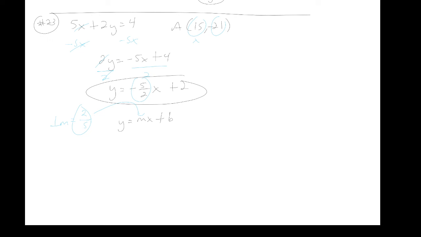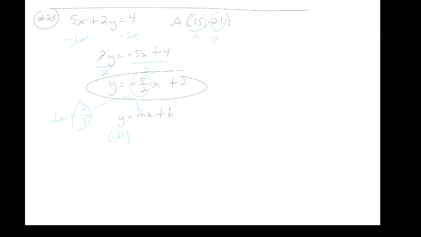So I have negative 21, which is equal to my m, which is 2/5, right?